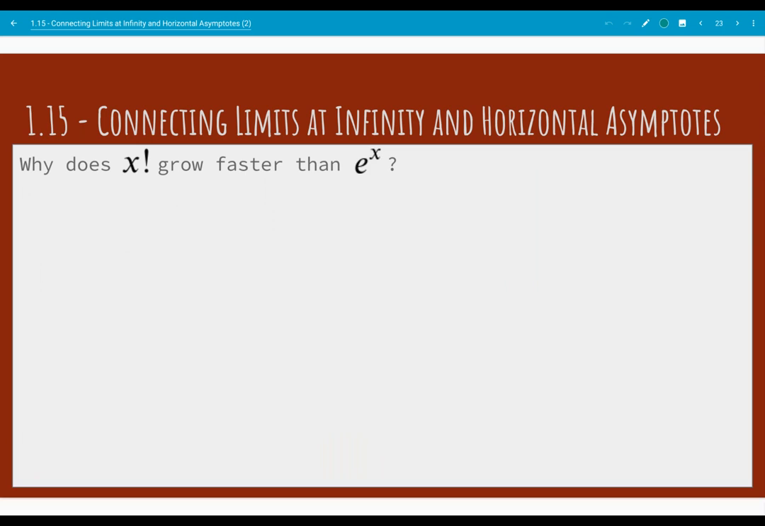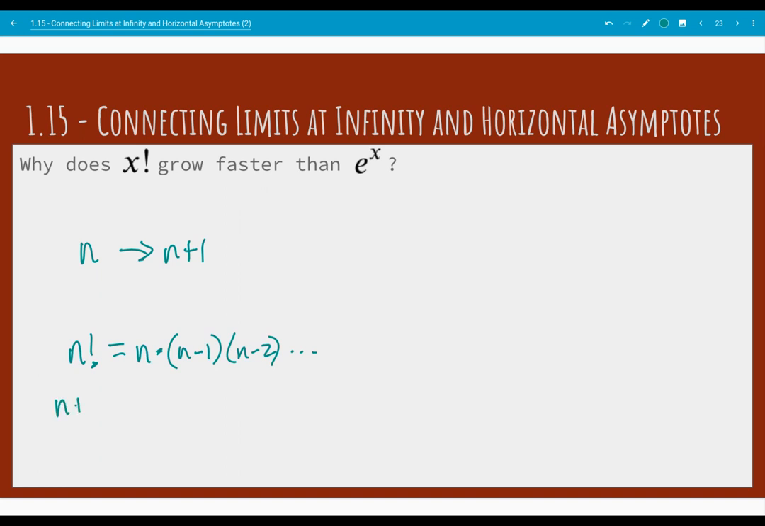So I want to talk about why the factorial function grows so much faster than the exponential function, which I think we know grows quickly. As we plug in larger and larger numbers for x, why does x factorial grow so much faster than e to the x? So what I want to do is consider what happens when we go from plugging in some number, I'll call it n, to plugging in n plus 1. With the factorial, n factorial is the same thing as n times n minus 1 times n minus 2, all the way down to 3 times 2 times 1.